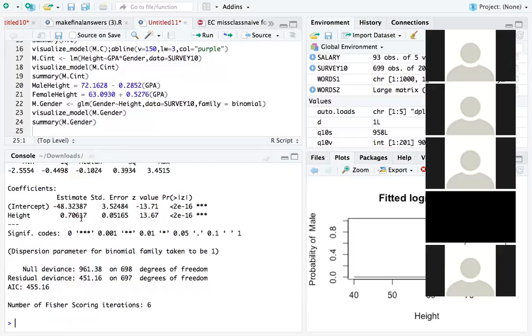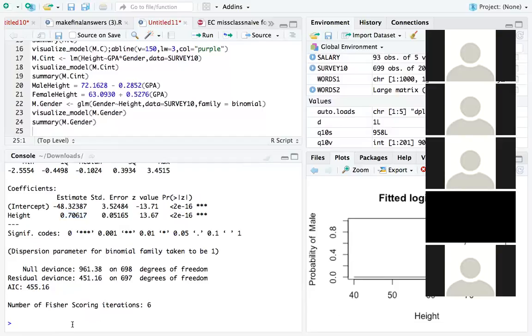All we look at right here is the coefficient. And if the coefficient is positive, that means it will increase the probability of the level of interest. So the level of interest is the one that in logistic is last. So we have male and female. Level of interest is male because male is last. So two individuals who differ in their height by 1 inch, the one who is taller is more likely to be male. And we see that over here in the graphic. That is, people who are taller are more likely to be male.